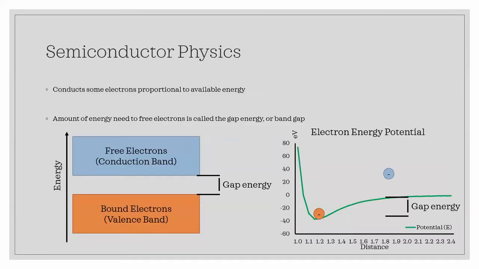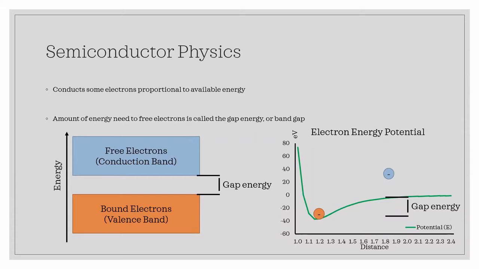So, in between insulators and conductors is a group of materials called semiconductors. These materials have properties that are somewhat in between those of insulators and conductors. They do conduct electrons, but not as many as conductors. And they do somewhat slow current flow, but not as much as an insulator.